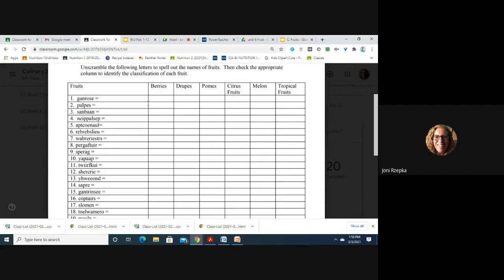So number 1, can you unscramble the words and tell me what number 1 is? You have an idea of what that would be? I'll give you a minute to think about it.